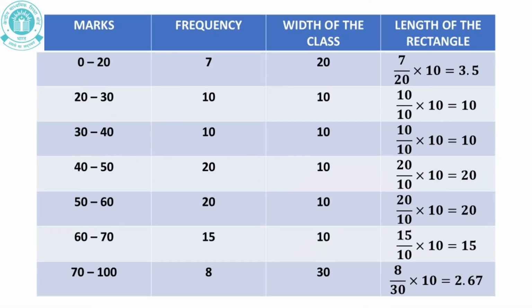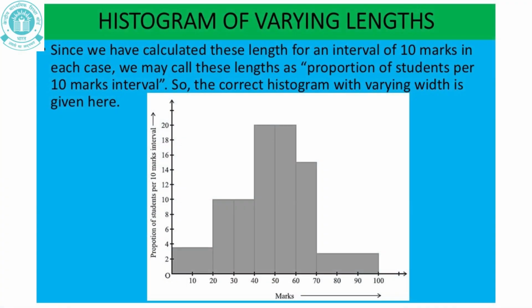Since we have calculated these lengths for an interval of 10 marks, in each case, we may call these lengths the proportion of students per 10 marks interval. So the correct histogram with varying width is given here.